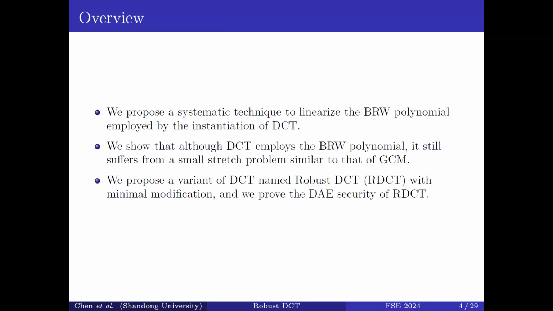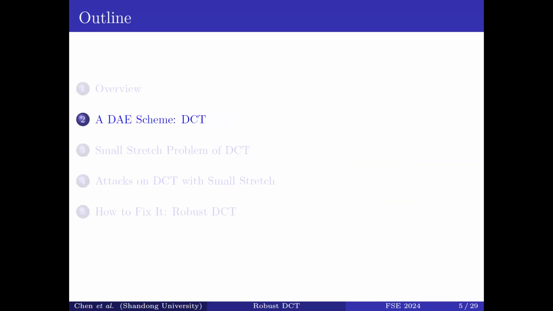This work proposes a systematic technique to linearize the BRW polynomial employed by the DCT scheme. Second, we show that although DCT employs the BRW polynomial, it still suffers from a small stretch problem similar to that of GCM. And finally, we propose a variant of DCT named robust DCT, or RDCT, with minimal modification, and we prove its security.